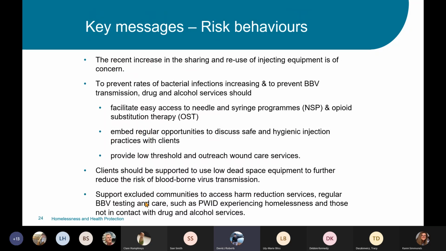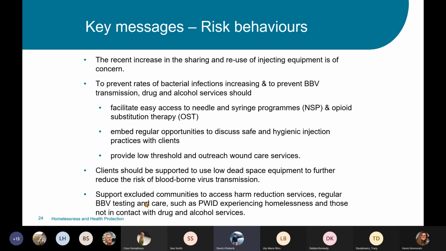So that's obviously of concern because it can lead to bloodborne virus transmission. There's some messages around risk behaviours that includes reuse of injecting, sharing and reuse of injecting equipment, but also around control and prevention of infections and injection site infections.